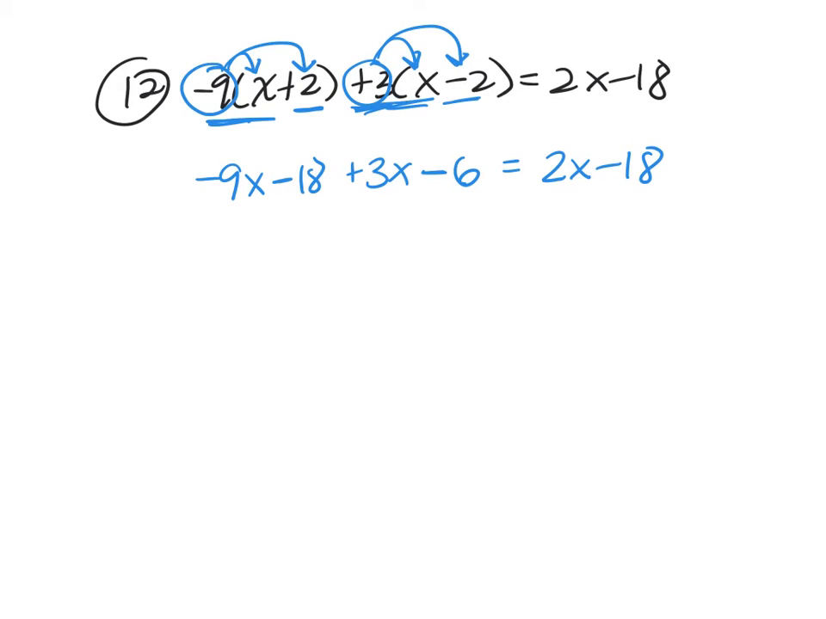So check this. Make sure you're comfortable with what just happened. Now you combine your like terms. You have a minus 9x and a plus 3x.